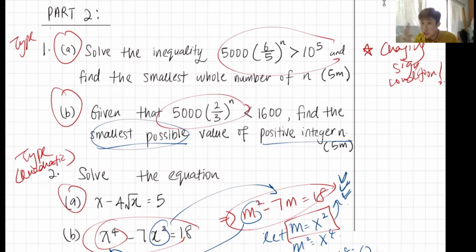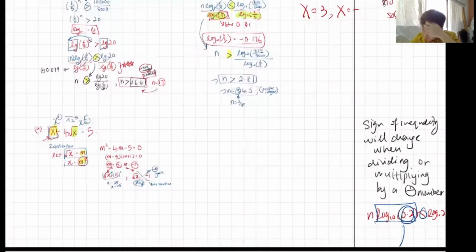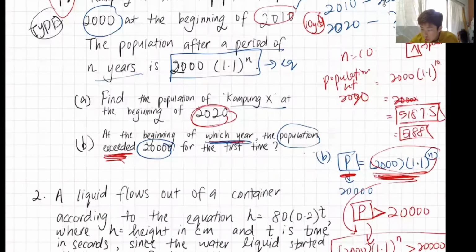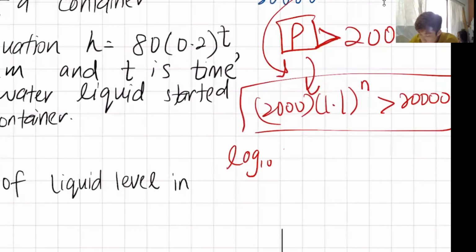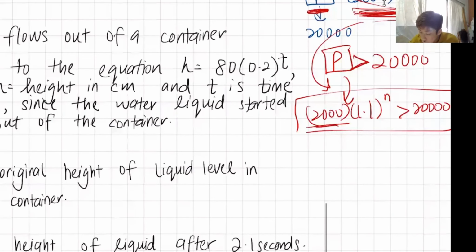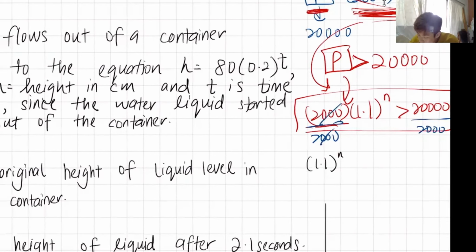Remember, I told you when you have to change the inequality sign. Normally for questions like this, I log base 10 for both sides. No, I don't log base 10 first. My mistake, sorry. First of all, you have to remove the 2,000 first. You divide with 2,000. Then you cancel the 2,000 on the left, and rewrite it. What you have is 1.1 to the power of n, because this 2,000 disappeared already, is greater than this one.